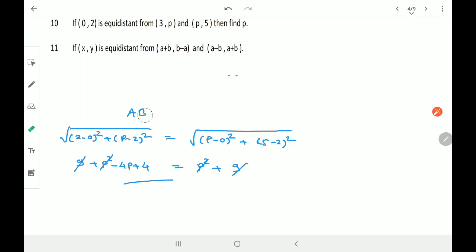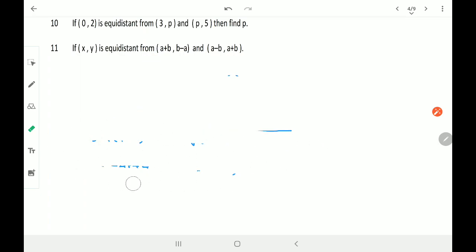In the 11th question, if you check, (x, y) is equidistant from these 2 points, and there is nothing to prove here, but you need to get the equation, that means the relation. You have to get the relation.